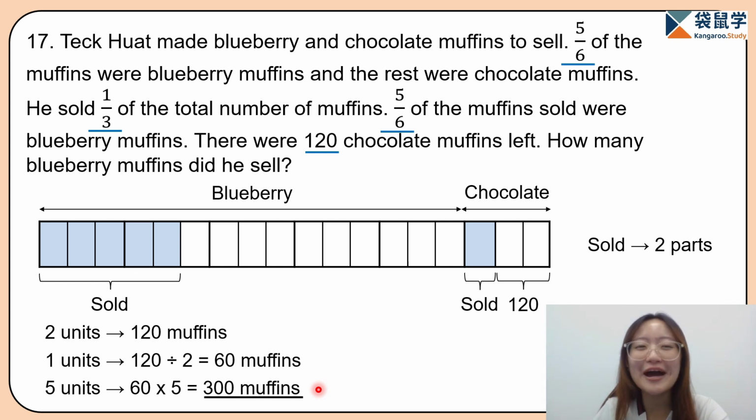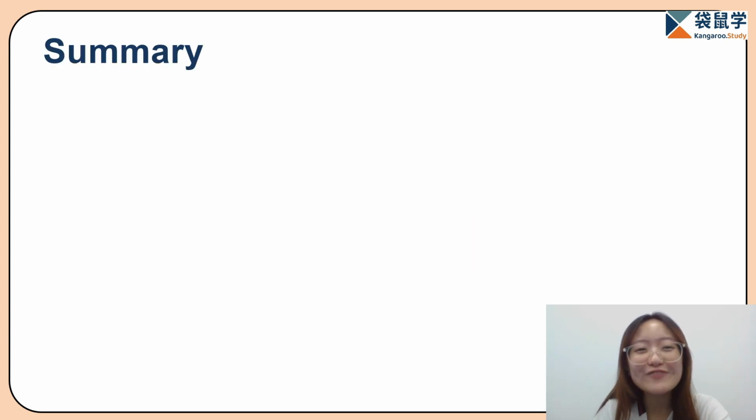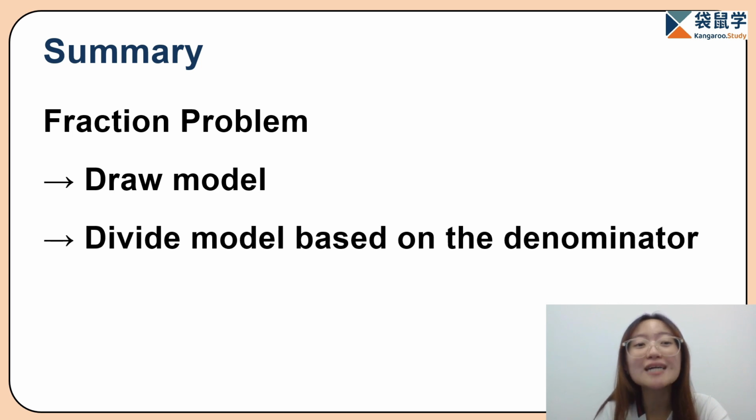Great, so let's summarize this question. Remember at the start, we drew models to visualize. And the tricky part of this question was determining the number of units sold for the blueberry and chocolate. We divided the 2 parts on the model into 6 units. And this 6 is from the denominator. So, when we have fraction problems, we can first draw the models to visualize. Then we can divide the model based on the denominator. And we have come to the end of this question.